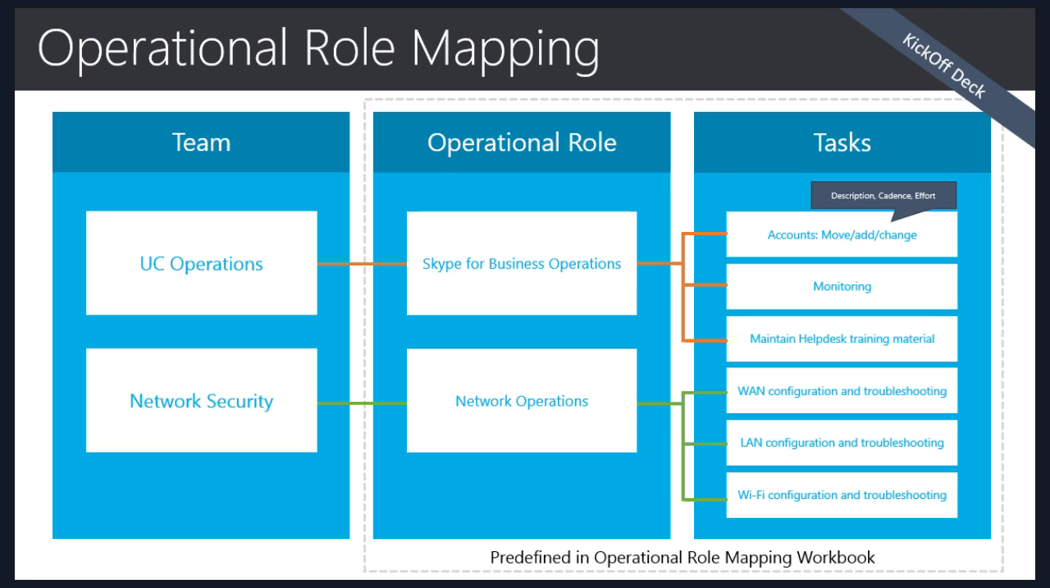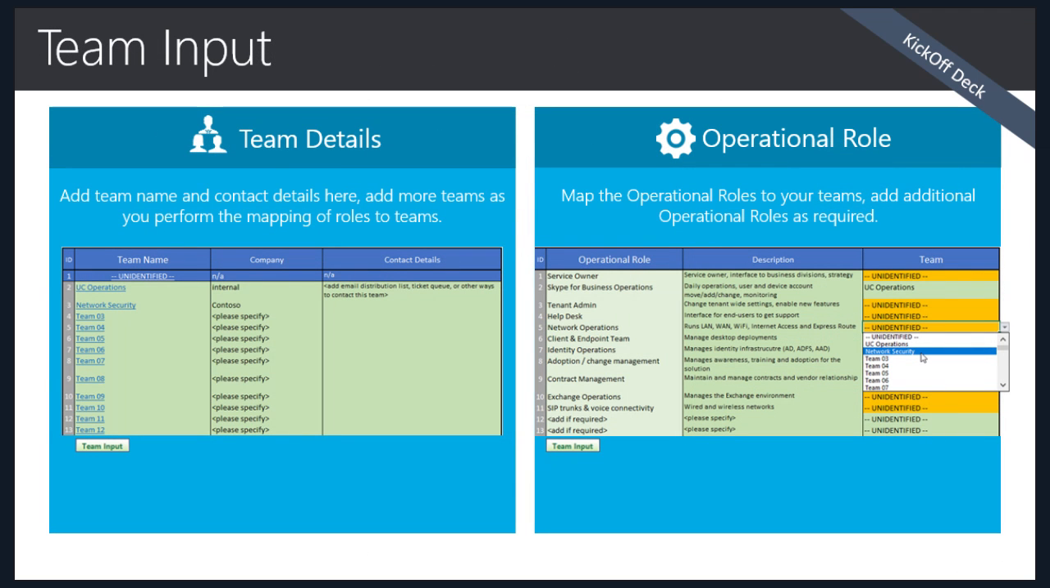Once we have that, to do that, you'll be using the Excel tool, and this is taken from the kickoff deck as well as the Excel screenshots from the Excel workbook itself. So you'll be starting at the team details, and there's the team input tab. What you'll be doing here is you'll be starting to change the team names. So I've added the UC operations and the network security team. You can specify whether this team is internal or whether this is a partner providing these type of functions. And you can add in some contact details, the email alias, maybe the queue if they're using your internal ticket management system, or any other contact details that are of interest here.